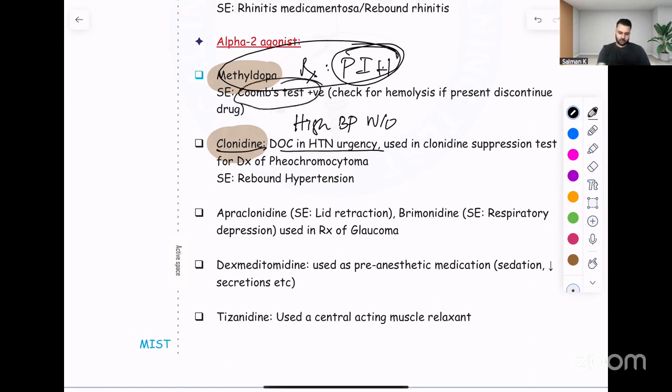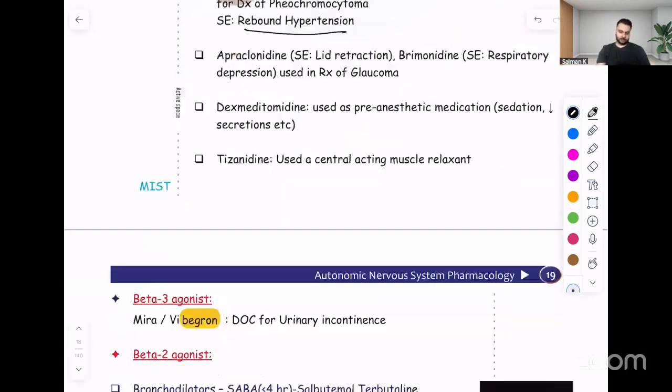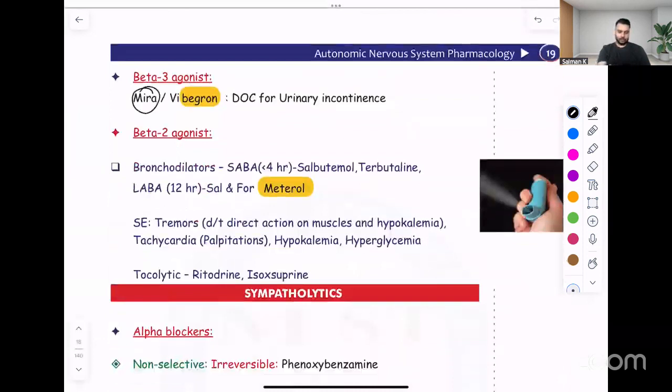Coombs test with methyl dopa, important. Rebound hypertension: if you stop clonidine or if you miss some doses of clonidine, your BP shoots up very high. As long as you're taking clonidine, it keeps the BP low. But if you suddenly leave this drug, then the BP shoots up extremely high, called rebound hypertension.